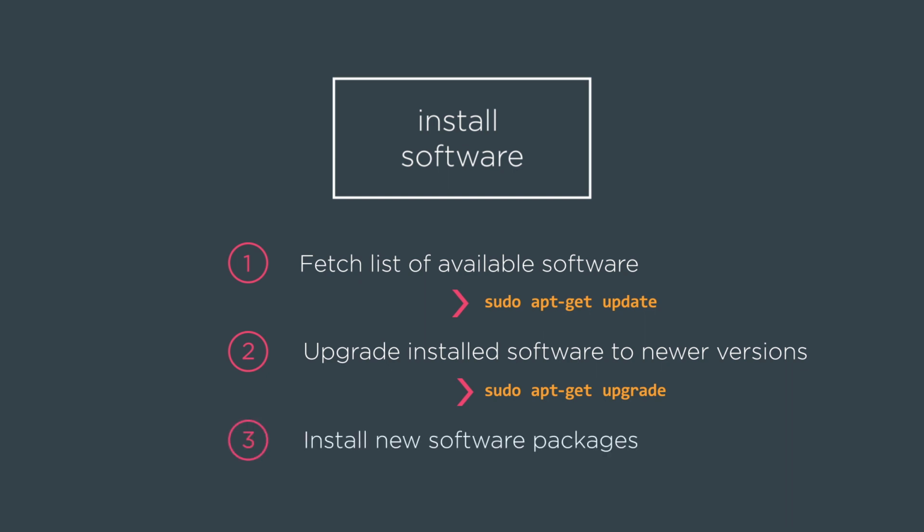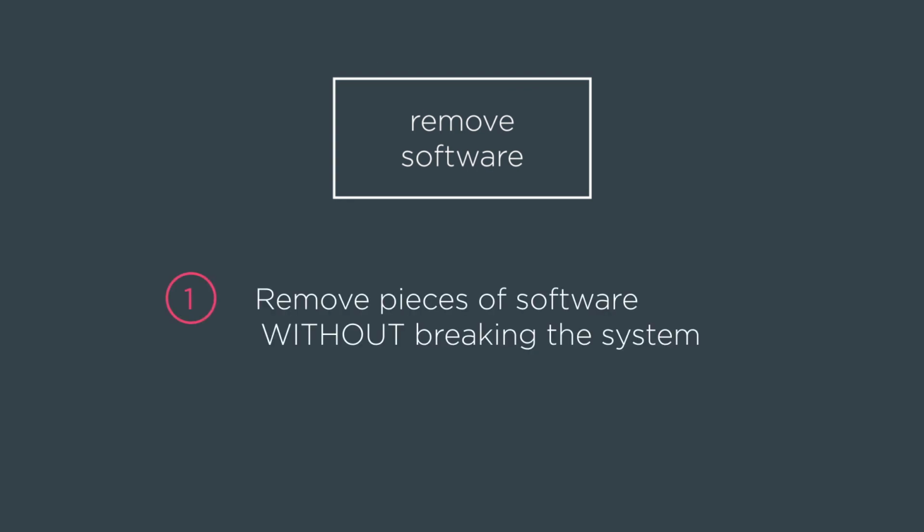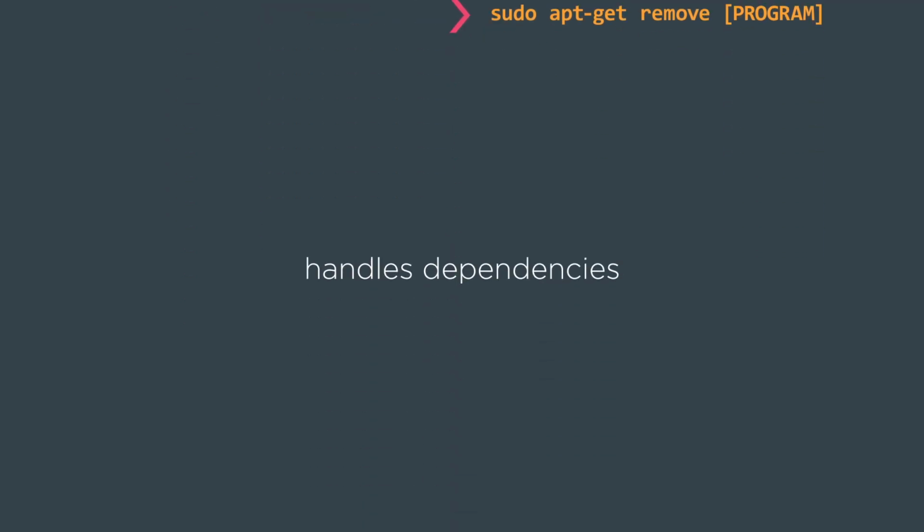The last task that APT handles around software installation is the installation of entirely new software packages. You can do that via the apt-get install command, followed by the name of the program you want to install. On the flip side, we can also remove software with APT. You do that via the apt-get remove command, followed by the name of the program you want to remove. APT has a very important responsibility here again, which is to remove software from the system without breaking the system. And this comes down to the dependency handling operations that APT does for us automatically.